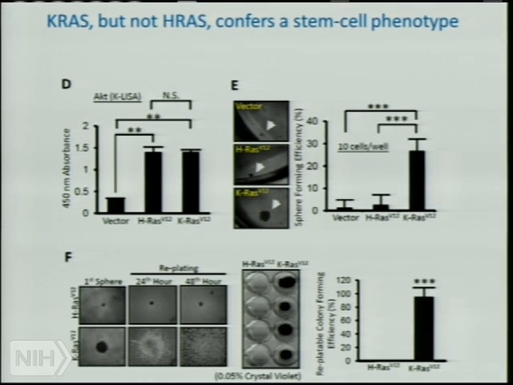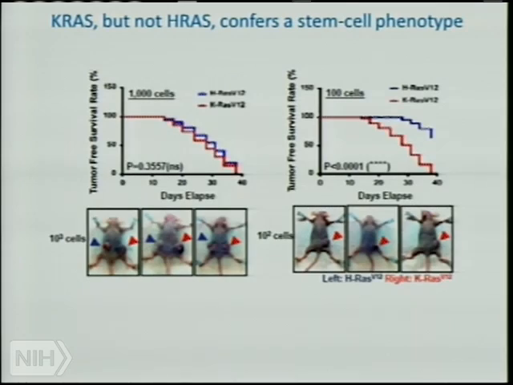Just focus on the bottom line here. KRAS is able to make single cells grow as spheres in a stem cell assay very efficiently. HRAS doesn't do that. HRAS is unable to form tumors efficiently when you implant a very small number of tumor cells into a mouse. KRAS is very good at it. So here's a mouse with KRAS on one side and HRAS on the other, and the KRAS tumors are obviously growing massively faster.